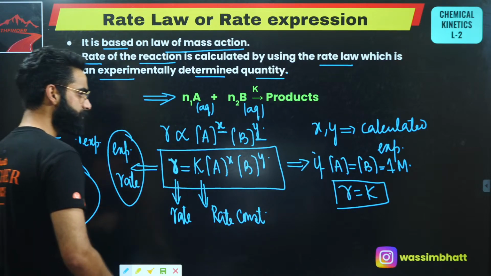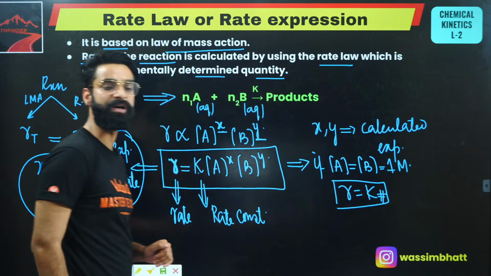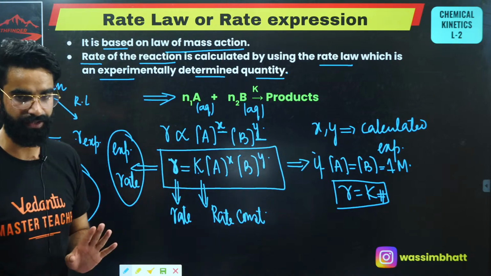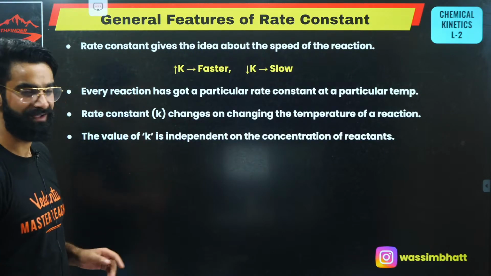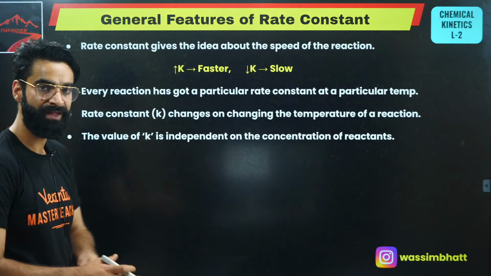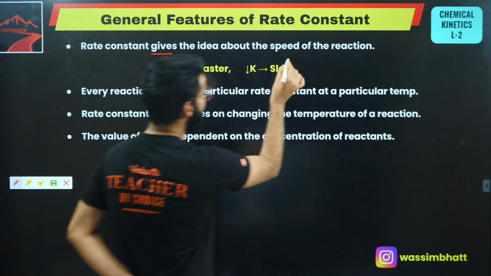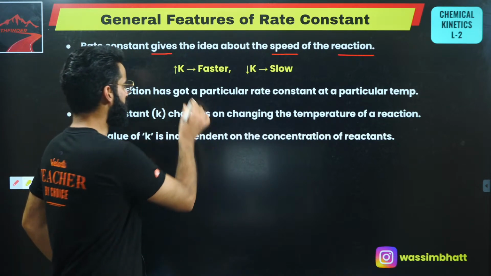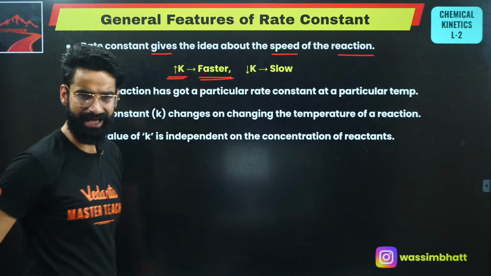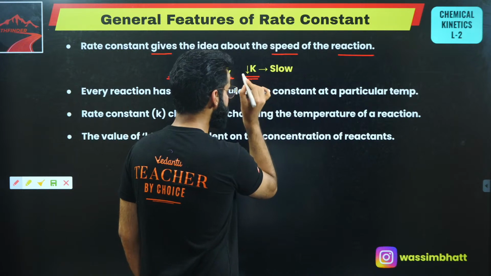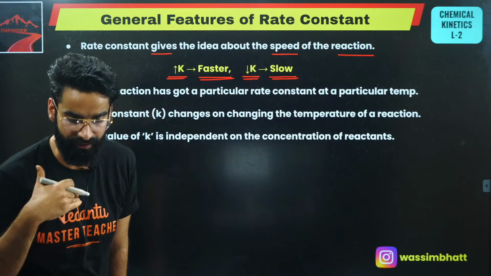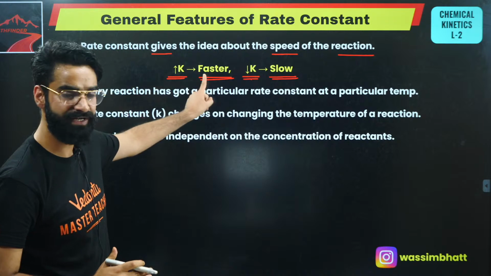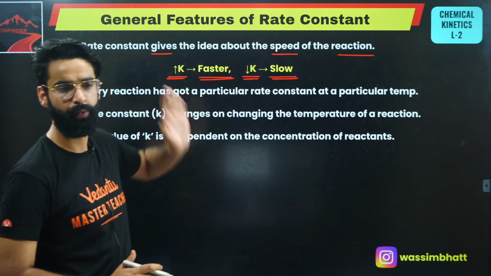Now people, let's talk about this rate constant. How did we define this rate constant? As simple as that. Rate constant is basically the rate of reaction when the concentration of reactants is taken as unity. Point number two, there are certain features about this rate constant. Remember, rate constant gives the idea about the speed with which the reaction takes place. More the rate constant of the reaction, faster will be the reaction. Similarly, lesser the value of rate constant, slower is going to be the reaction.